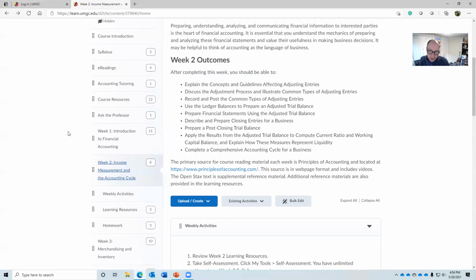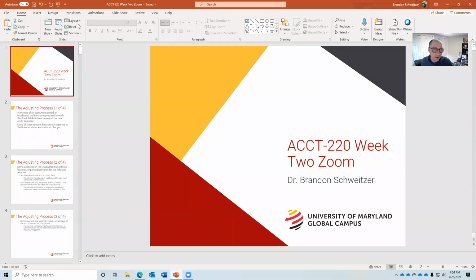Also in today's discussion, in addition to the adjusting entries, we'll be looking at a new statement called the adjusted trial balance. We'll look at the unadjusted trial balance, the adjusted trial balance, and we'll also look at closing entries, the post-closing trial balance, and a couple of ratios. So a lot of content we're going to cover today in a very short amount of time. Let's jump into today's lecture, and then we'll also discuss what's going on for this week.